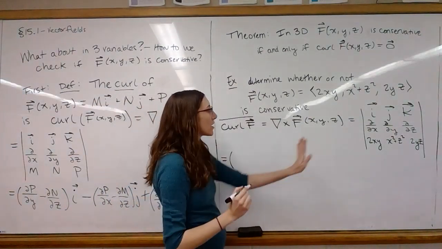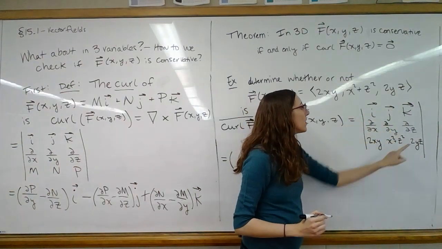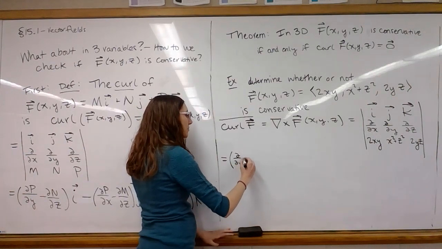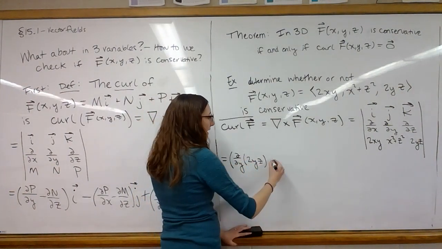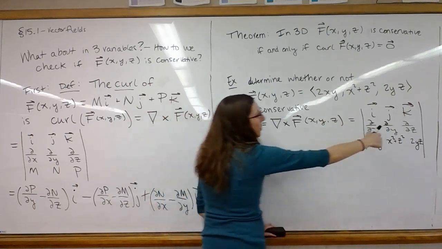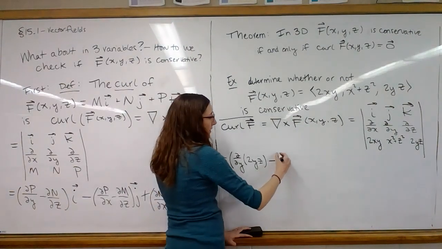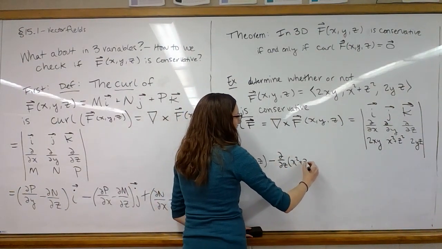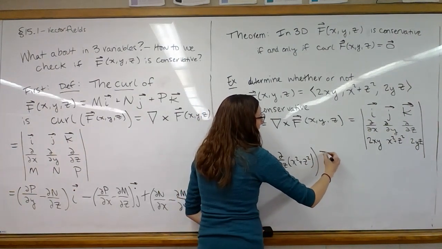And we're going to compute this like a cross product. So first we need to cover up i. So we'd have the partial with respect to y of 2yz, I'm going to write it out, partial with respect to y of 2yz, minus the partial with respect to z of x squared plus z squared. These are all the components of the i vector.